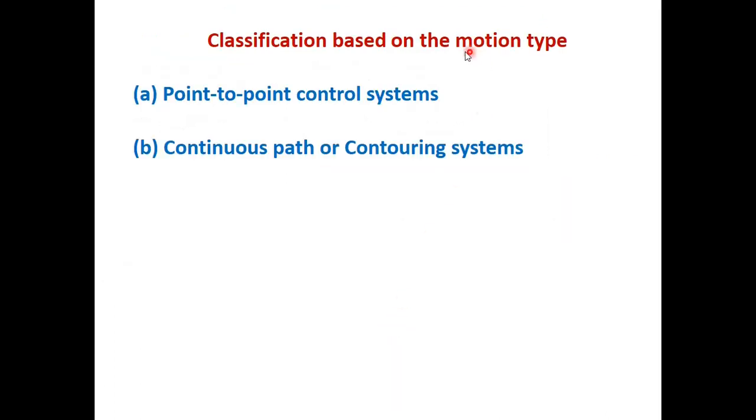So all of today's CNC machines are closed loop systems. A second classification is based on the motion type. There are 2 types of control system: point to point control system, and continuous path control system.